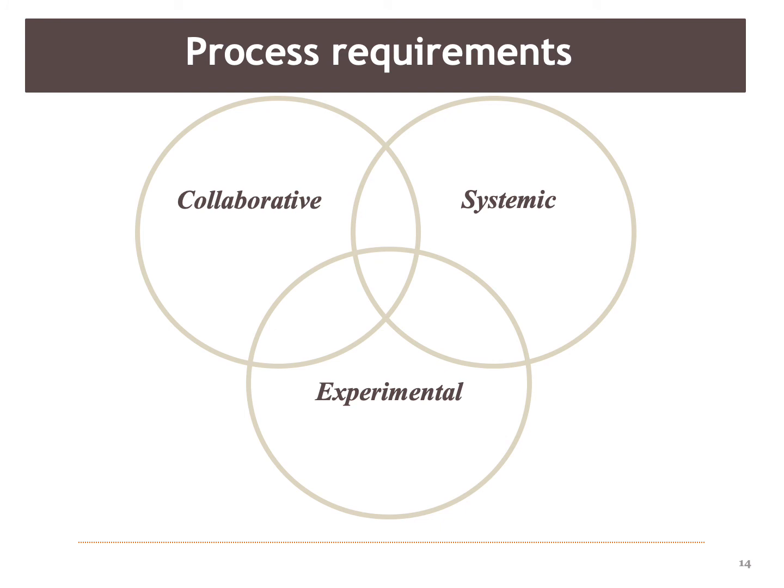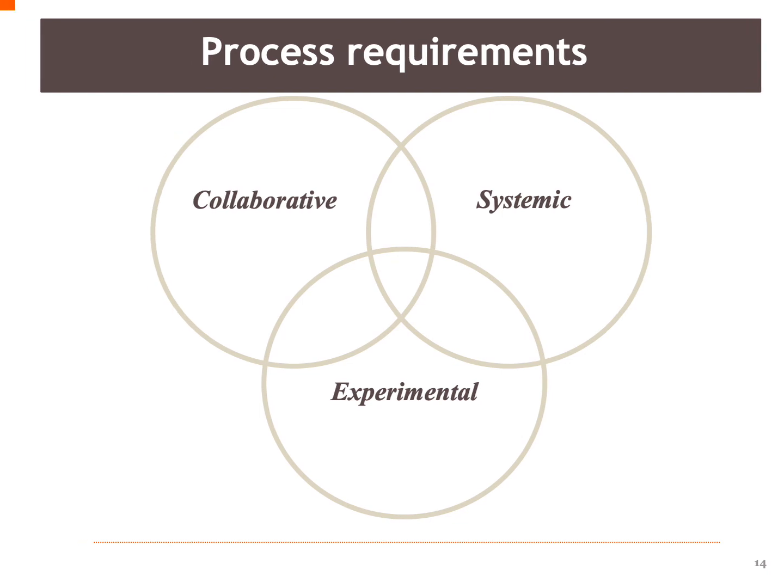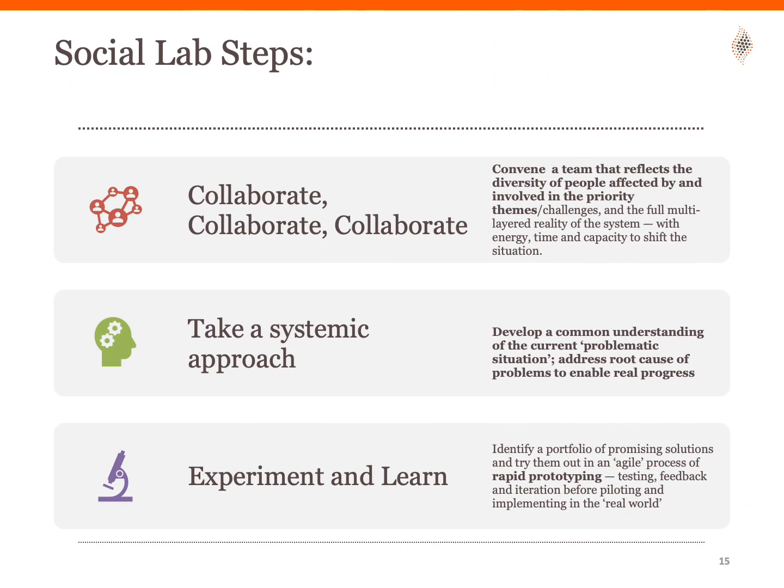So let me give you a definition of each of these three in a more structured way. So social lab steps build in collaboration, first and foremost, which means that you need to convene a team that reflects the diversity of people affected by and involved in the priority themes. So this is a tricky one because there are so many people to choose from. But what you want to try and do is make sure that you get the most diverse experience of a particular system in a room.